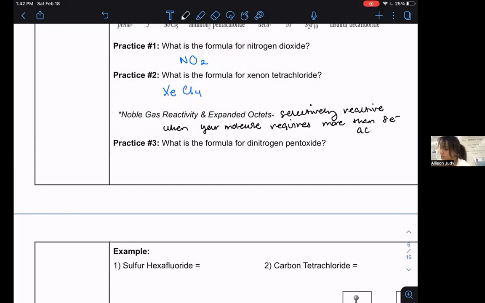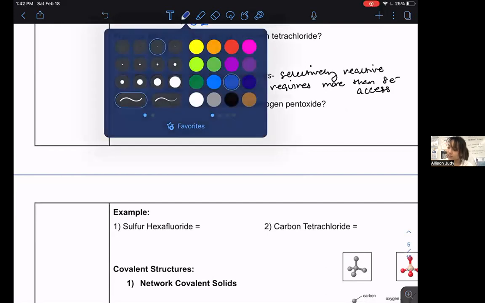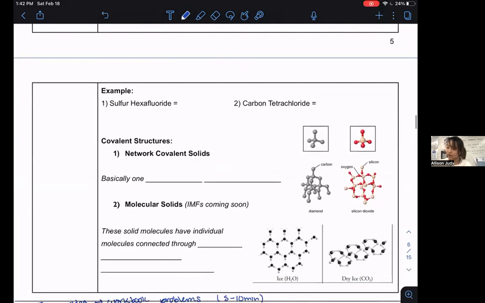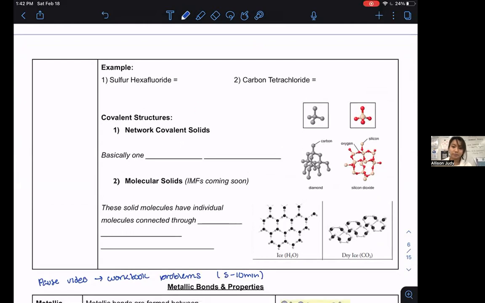It technically is possible to have a noble gas be in a reaction. It just has to be very specific circumstances. And then of course we have the last one. What's the formula for dinitrogen pentoxide? Nitrogen 2, oxygen 5. And notice we're still using the small number subscripts to represent the amount of atoms bonded together in a molecule. So go ahead and try the next 2 examples on your own and just pause me for like 1 minute. Okay, so hopefully you have it and you should have gotten sulfur hexafluoride and carbon tetrachloride.